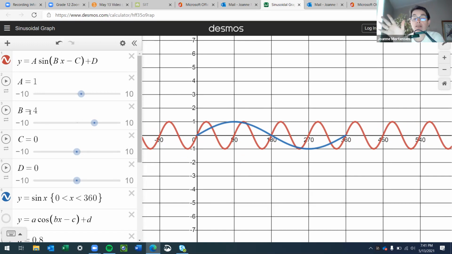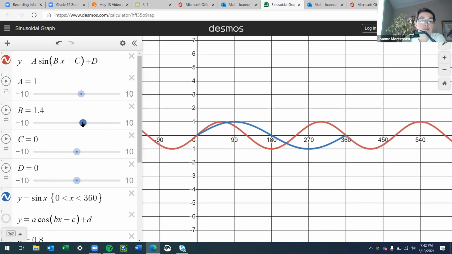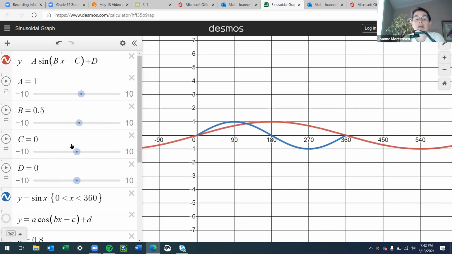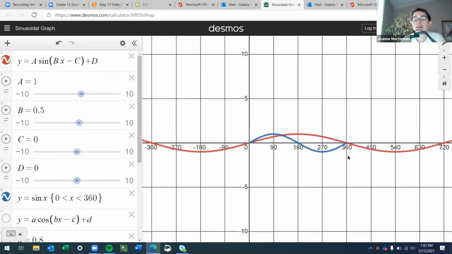But what you need to know is that when you mess around with B, the length, the period of a cycle changes. And when B is big, it gets much smaller. If B is small, it actually gets bigger. I'll show you the 0.5 now. There. All right, so if I set it at 0.5, you can see that you get half a graph by the time you get to 360. And you have to go all the way to 720 to get the full period.